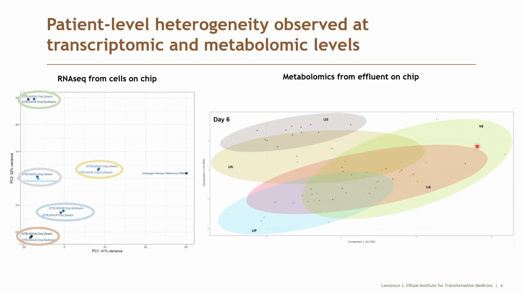And then if we zoom back out a little bit, we can start to see the differences in the patient-level heterogeneity with our two different assays. So the RNA-seq from the cells on chip, you can see the different patients are clustering in this PCA a little separately, a little apart from each other. And we see the same thing with the mass spec-based metabolomics that we performed off of the effluent from the chip. You can see that the patients do have a little bit of a spread, suggesting that we might be able to use this model system to get at some of this patient-level biology and better understand it.